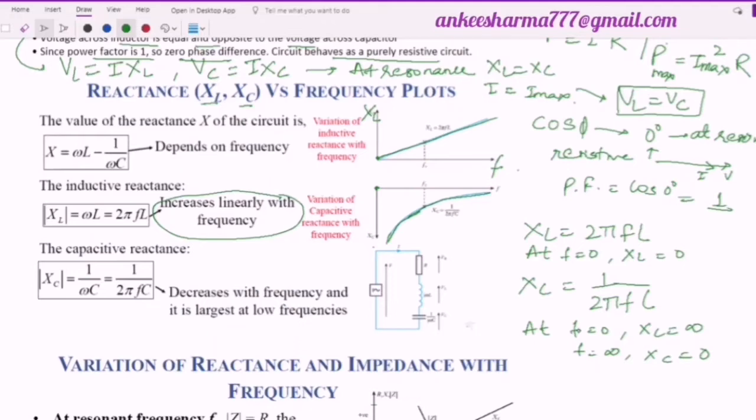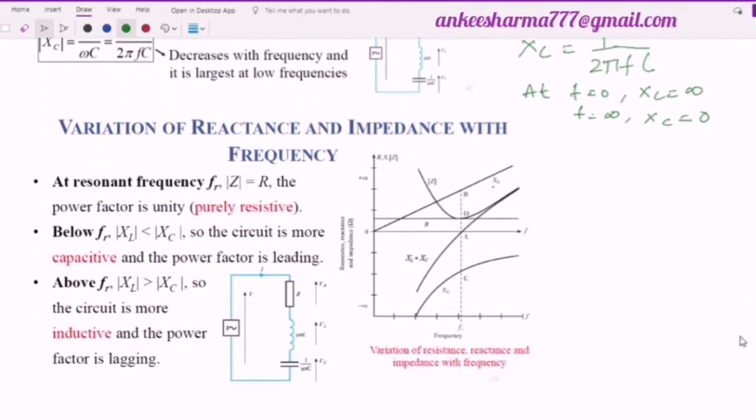So that's why both at this point and this point, I cannot touch the x and y-axis. Right? So this will be the curve of my capacitance. From here we can say that it decreases with the frequency, and it is largest at the low frequencies, or at the 0 frequency. Its value is infinity. Right? These are the two important curves for the reactances XL and XC, or for the inductor and the capacitor.